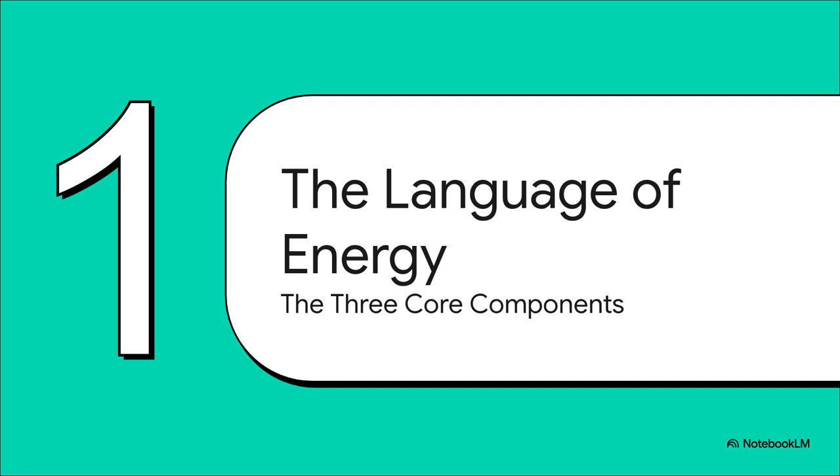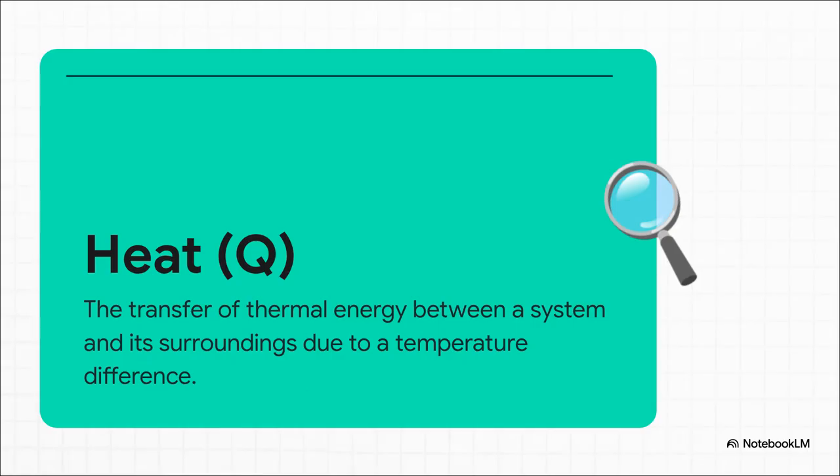Okay, Section 1, the language of energy. First things first, we've got to learn to speak the language, right? I mean, pretty much everything in thermodynamics boils down to just 3 key ideas. 3 variables that tell us how energy moves and changes. So, first up we have heat, which we call Q.